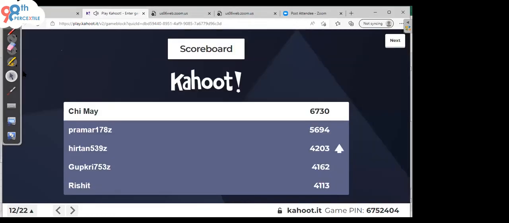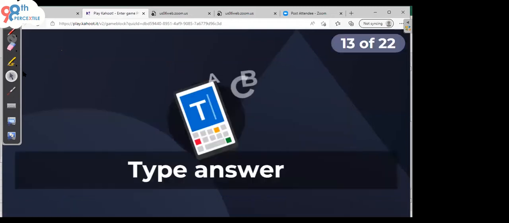Okay, let's check. Chimay is again on top. Very good. Hirtan has come up. Very good.